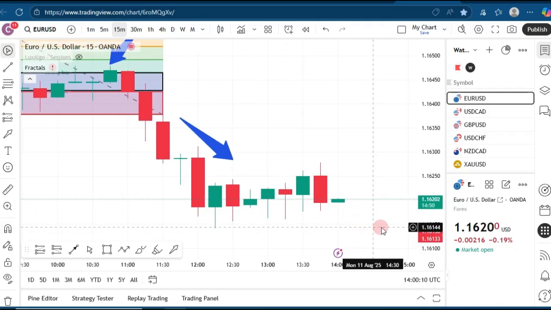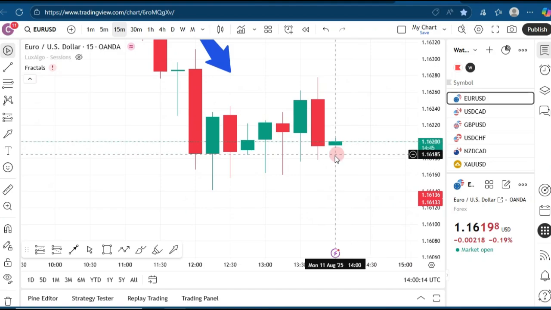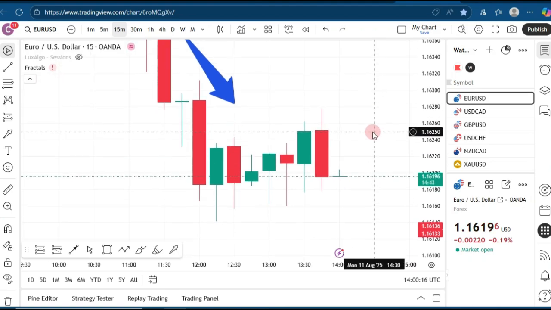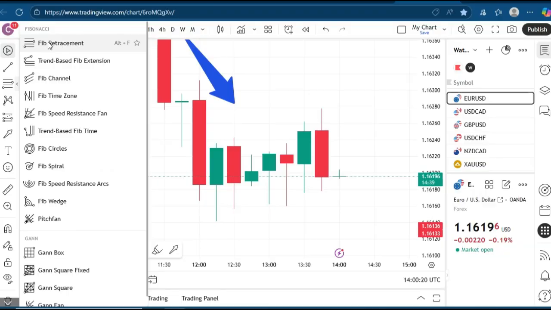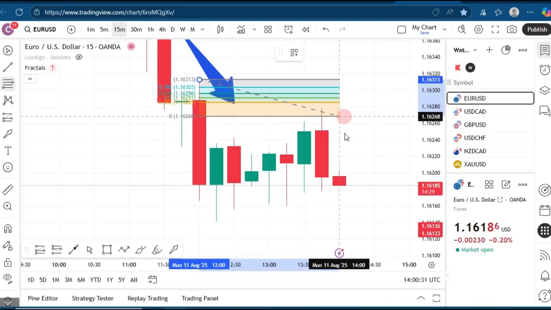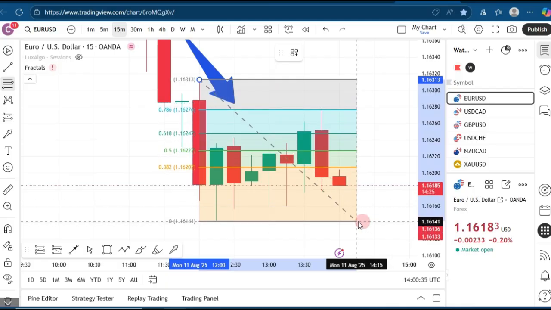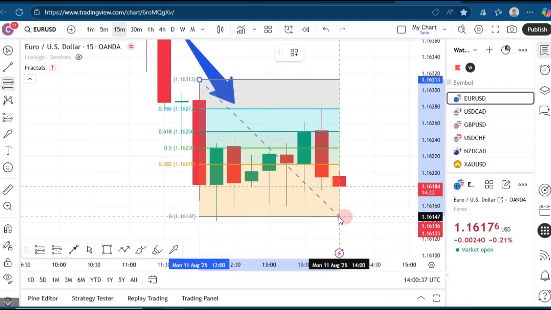But as you can see, it's almost like price is stuck once again around this place. So once again, what you're going to do is go to this area and get the fib again, and you're going to pick your highest point and your lowest point. Now when we get here, I'm just going to put it on like this. Make sure you put the wicks inside.